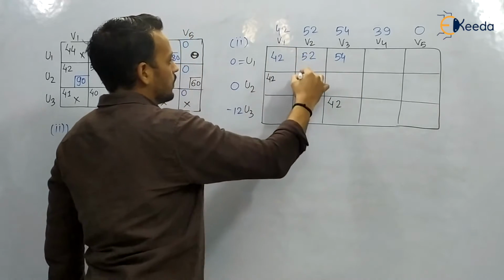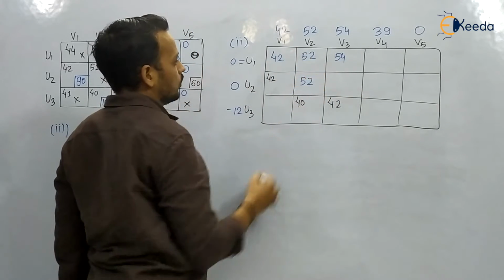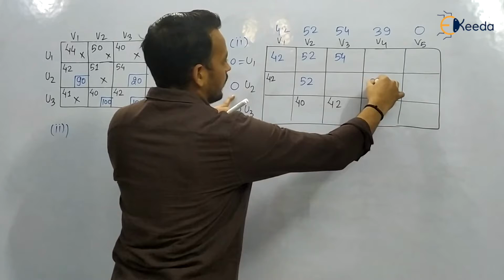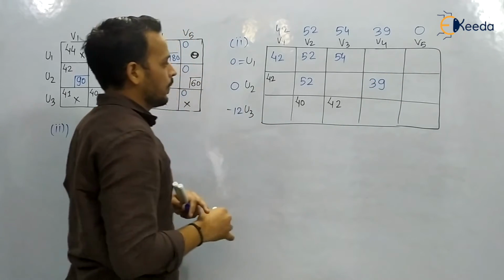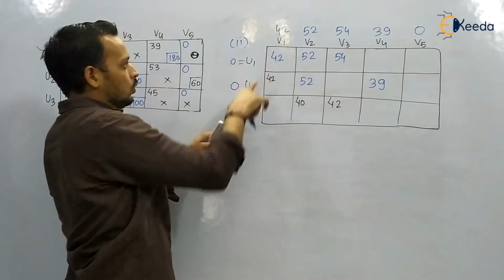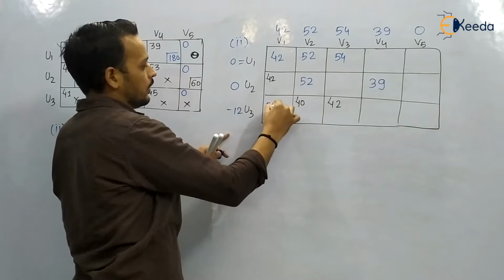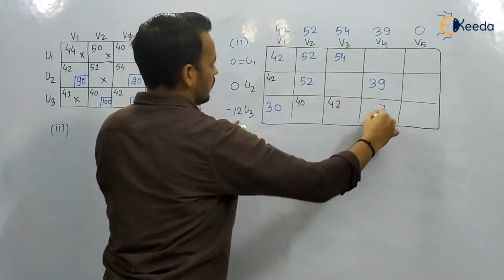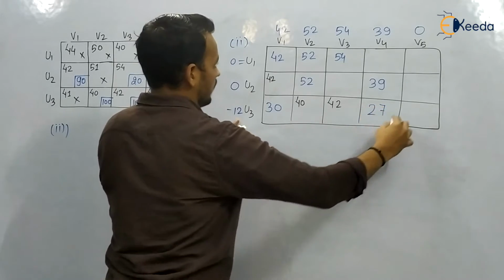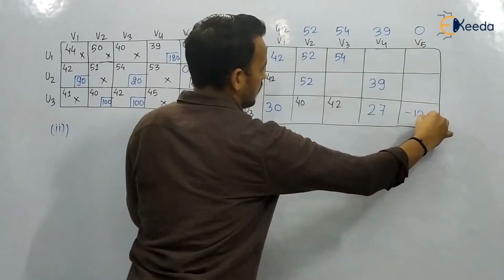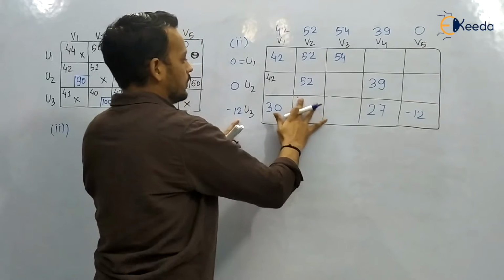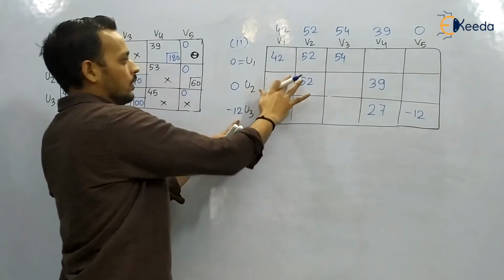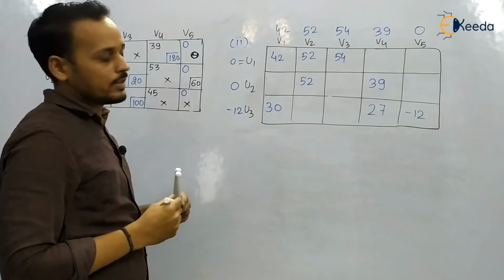Here it is 0 plus 52, again it is 52. 0 plus 39 is going to be 39. 42 minus 12 is going to be 30. And 39 minus 12 is going to be 27. And 0 plus minus 12 is going to be minus 12. So in this way you can write the unallocated u plus v cost matrix.